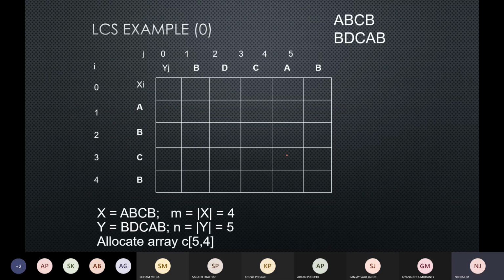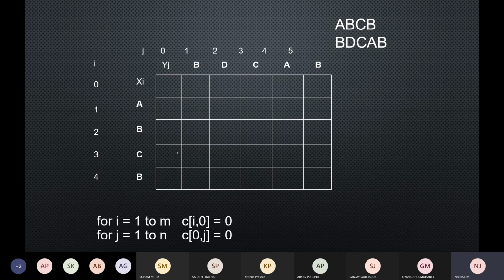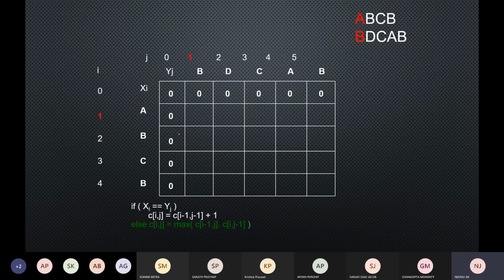How it works, simple. What is your first step? You have given your ABCB, which is your first string, and your second string. Length of the first string is 4 and length of the second string is 5. So what is your array size going to be? 4 by 5, as simple as that. Ignore this 0, it is just for storing the zeros in the first row and first column. So what will your first step be? Initialize this to 0. So all of these become 0. That's your first step.